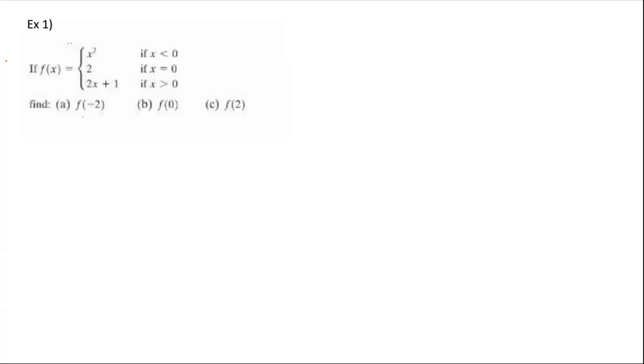When you see the first part here, it's saying that x is less than 0. That means it's going to be at the left of 0. This one says at x equals 0, that means it's going to be at 0. And this one says x is greater than 0, so it's going to be at the right of it.